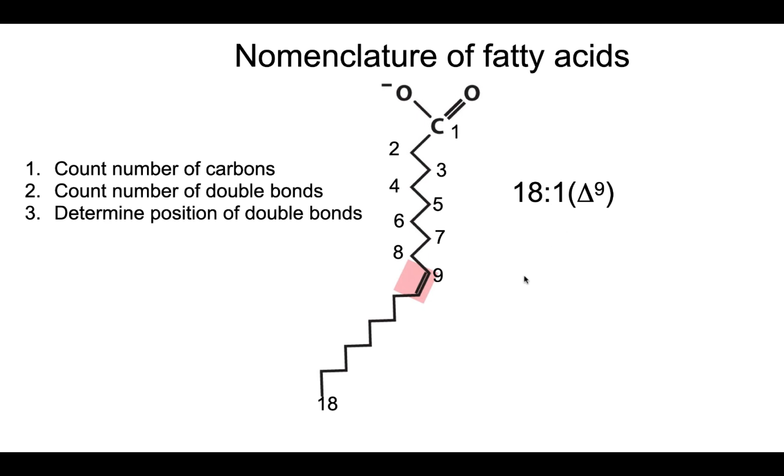And then in parentheses, you look for the double bonds, if there are any, and you count, starting from the carboxyl group, to the first carbon of that carbon-carbon double bond. So 1, 2, 3, 4, 5, 6, 7, 8, 9, and so then in parentheses that would be delta 9. So 18:1 delta 9 means we have an 18 carbon fatty acid, one double bond, starting at carbon number 9 when you count from the carboxyl group.